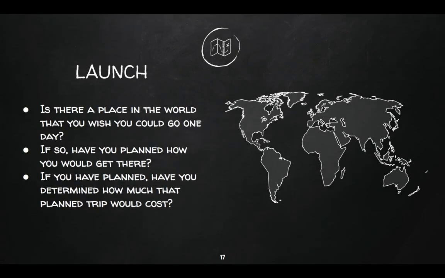Anyway, let's launch. Is there a place in the world that you wish you could go one day? If so, have you planned how you get there? And if you have planned, have you determined how much that planned trip would cost? This actual application that we're learning right now, how to find the minimal spanning tree, is a good means to determine how you can reduce the cost of a long distance vacation trip, especially if you don't know where you're going.